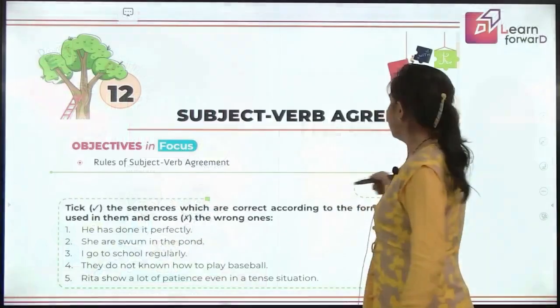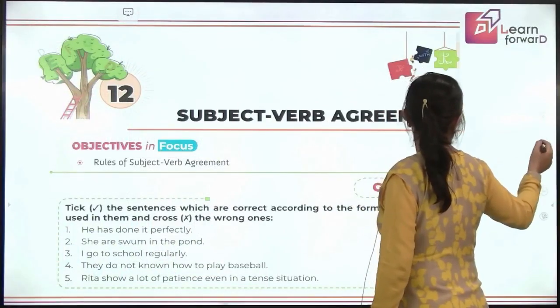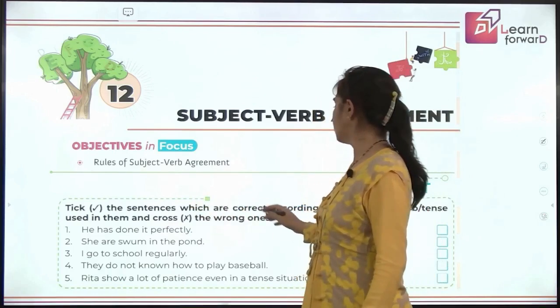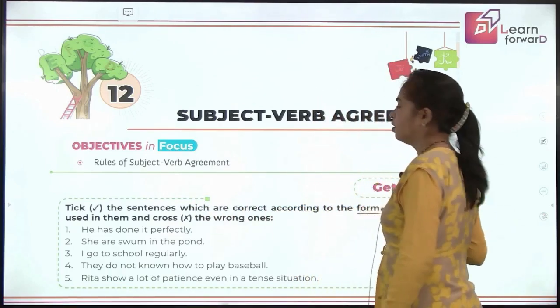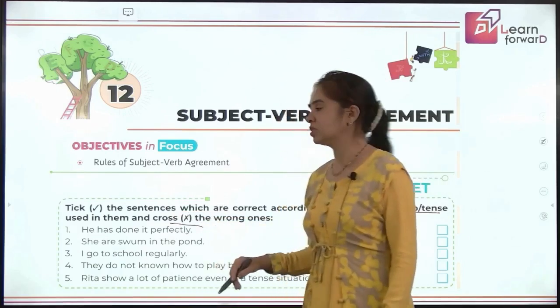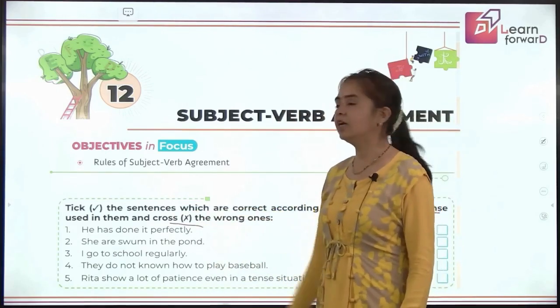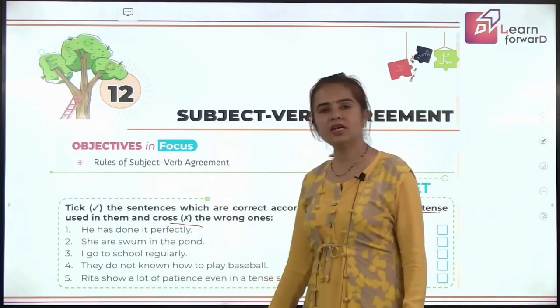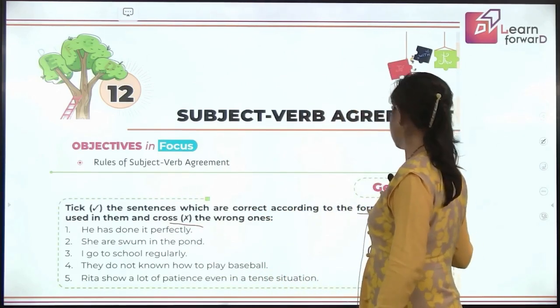So let's have a reconnect exercise for you here first from your past learning. We have an exercise. Tick the sentences which are correct according to the form of verb or tense used in them and cross the wrong ones. So the first sentence says he has done it perfectly. Is it right? Grammatically, looking at the tenses, the rules, is it? Yes, it is right. So let's put a tick here.